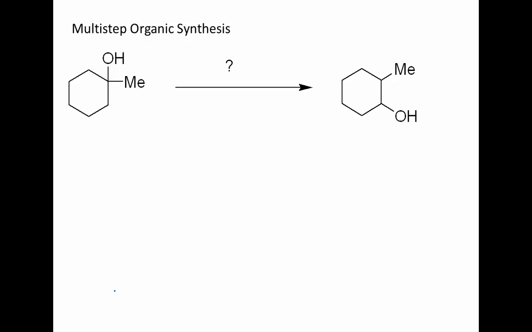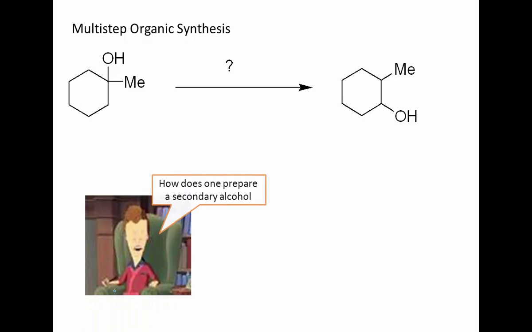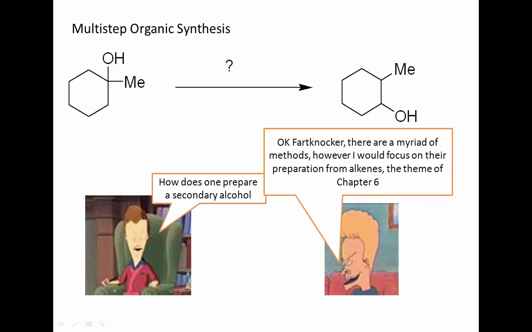Okay, so how do we approach these problems where you have to use more than one reaction to turn a starting material into a product? This is what organic chemists get paid for doing in the real world. So we love our synthesis problems. All right, so you have to start thinking at it on a deep level here. Okay, so we just ask ourselves, how does one prepare a secondary alcohol? All right, there's a myriad of methods. However, you should focus on their preparation from alkenes, the theme of chapter 6.